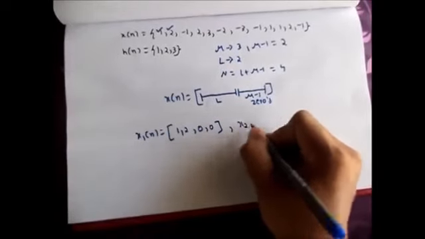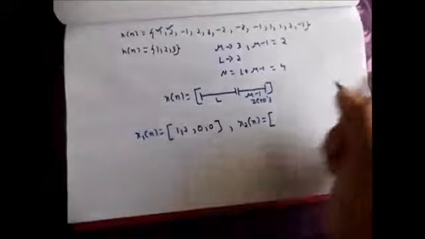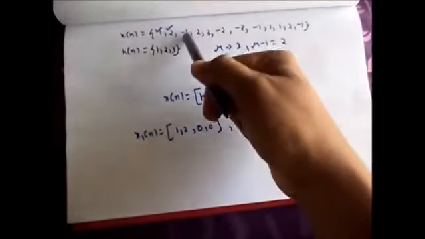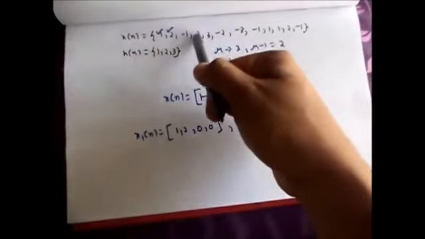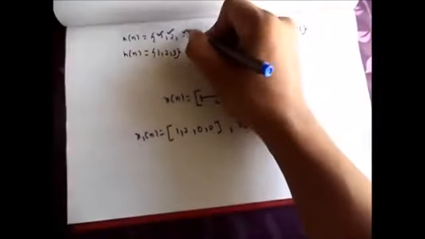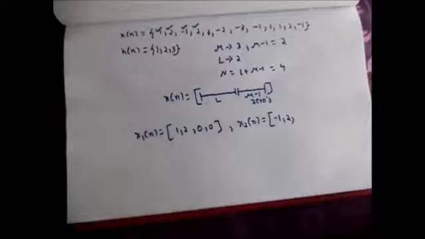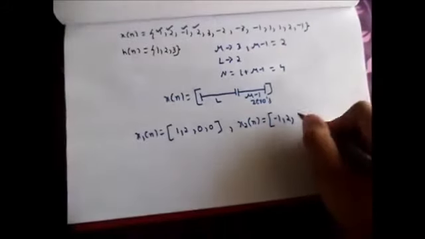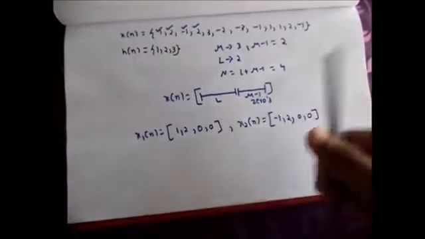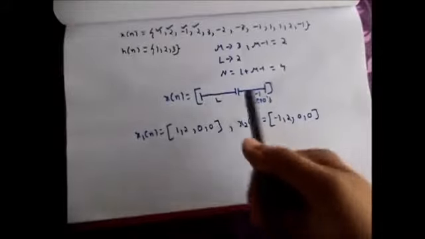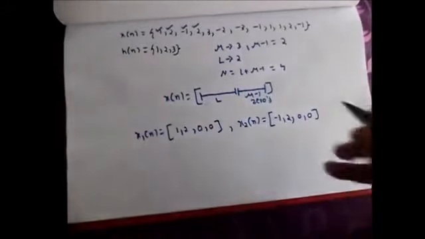Then for the second input data block, we will place the next 2 samples from the input sequence, that is minus 1 and 2, and then we will place 2 zeros at the end because we have to place M minus 1 zeros at the end, and the value of M minus 1 over here is 2.